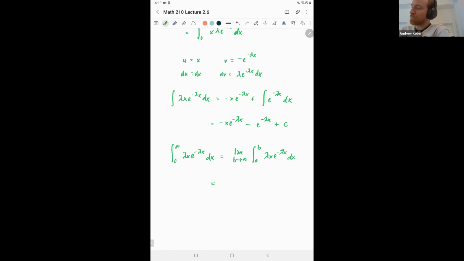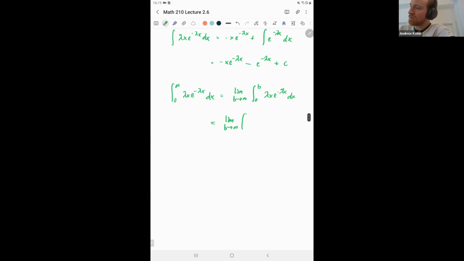And now I have an antiderivative, so I can solve this interior definite integral using the fundamental theorem of calculus. So I'll put it in big brackets. I think I'm going to give myself a little more space here for this. So I'll have negative x e to the minus lambda x minus e to the minus lambda x. I'm just pulling this from our antiderivative computation. And I'm integrating from 0 to b, and then I'll take the limit at the very end of the problem. So let's keep our limit symbol out front. That's important. Let's plug in b first of all.